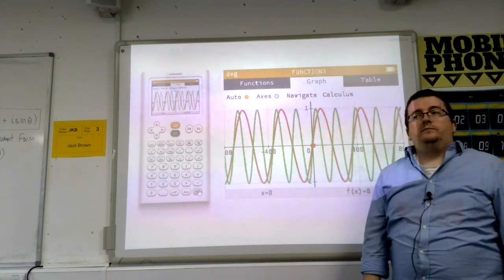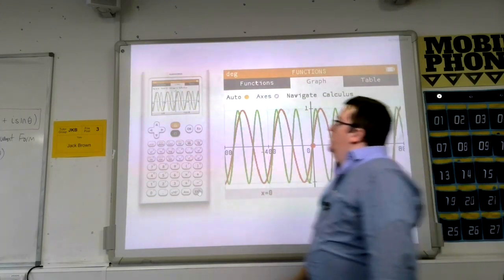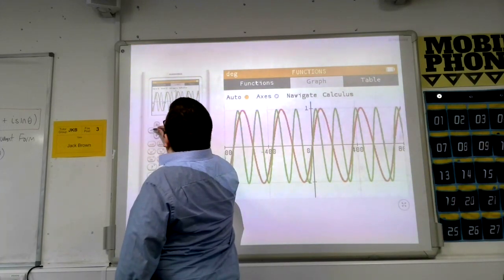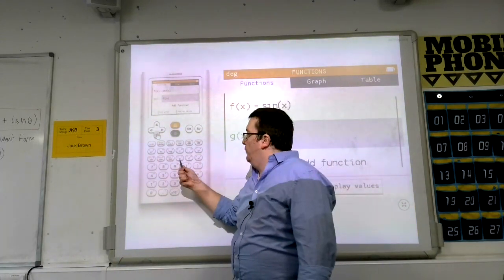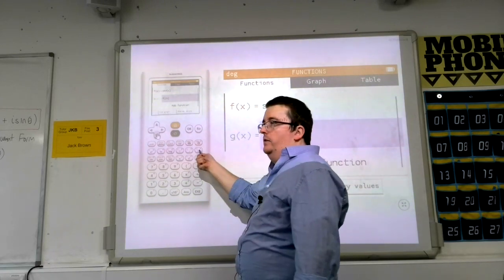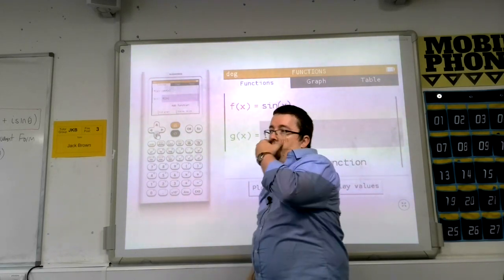Anything else? When you typed in f of x a second ago, did you just type that in? Yes, all I did was type it in. Because of the letters that are on top of your values here, so f is there, I just press alpha, then that button, and that brings up f. And I can type in f of x.